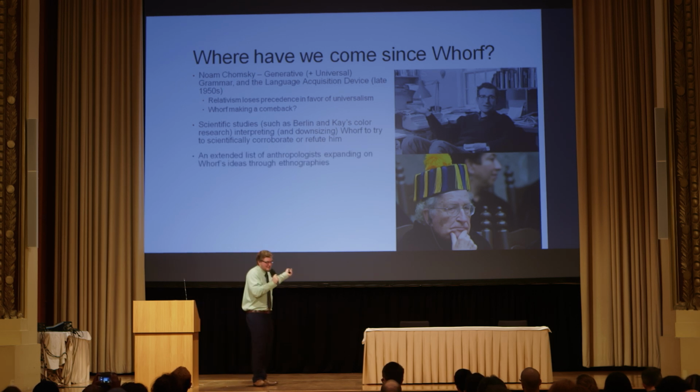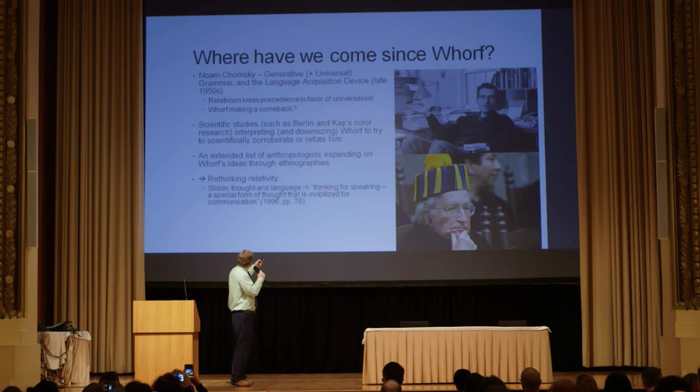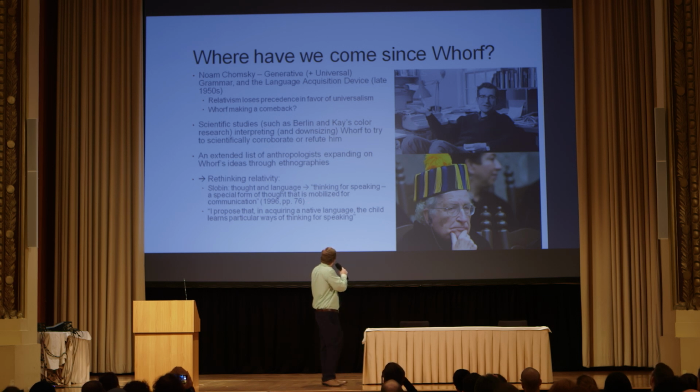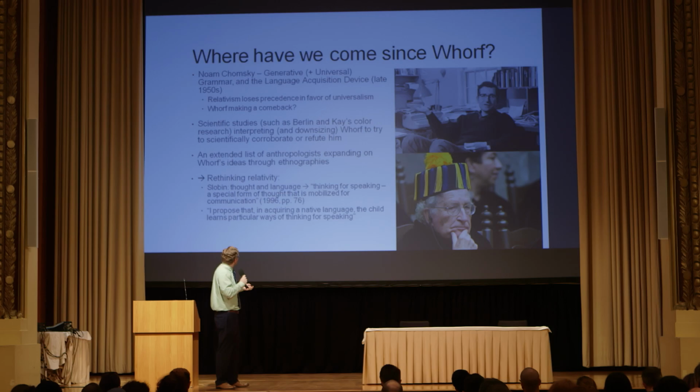But since then we've had some scientific studies, color words and things like that. Anthropologists are still rethinking his ideas. We have Rethinking Relativity, which came out in the 1980s, 1990s, where we can rethink language as thought and language as thinking for speaking. So not necessarily thought and language as two separate concepts, but maybe children learn to communicate. So they think first, then they actually learn to communicate, and that actually creates the bond between language and thought that way. So just a couple of theories. Of course, I propose that in acquiring a native language, the child learns particular ways of thinking for speaking.